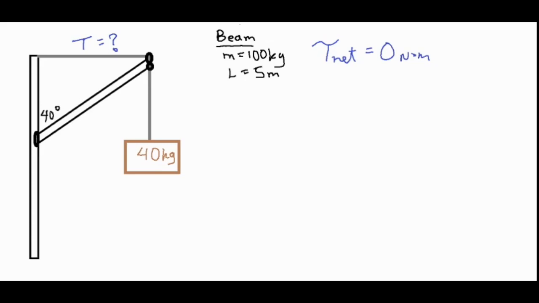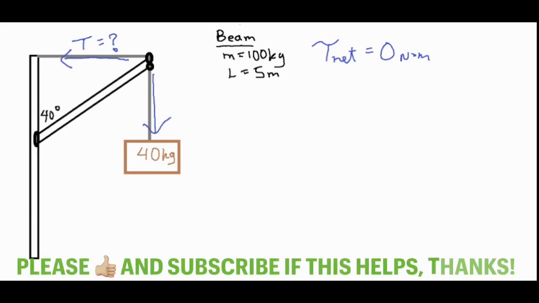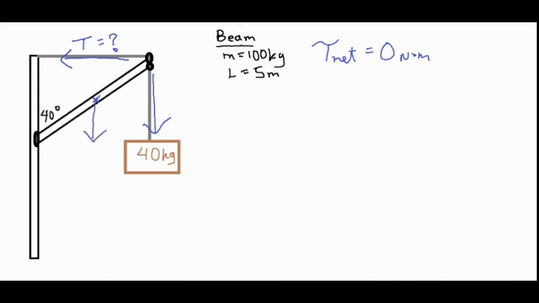So we have three different things providing a torque. We have this cable, obviously, which is one of the main things that we're going to be solving for. We have the force from the crate hanging right here. And then we have the mass of the beam itself. So it's 100 kilograms. If we just take the center of it, it's going to have a torque pulling it down from that position right there at the center of the beam.